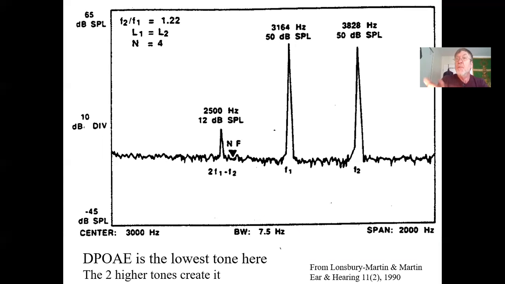And what are they? Backward traveling waves that go out, they hit the oval window, they wiggle the ossicles, and now the eardrum's acting like a tiny speaker. And you know why you don't hear OAEs? I'll tell you why you don't hear them. You know how when sound goes into the ear, it hits a big eardrum, and that gets converged onto the small point of your stapes?